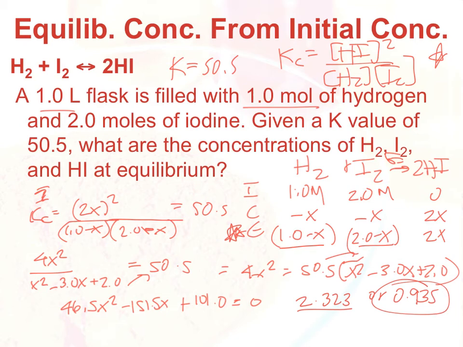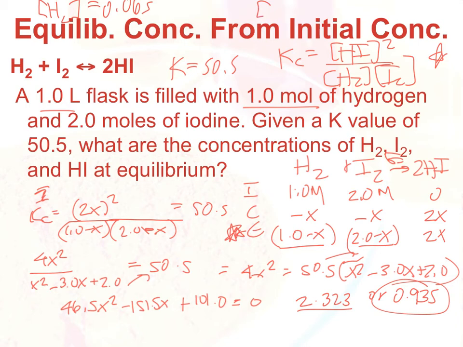So if I take that 0.935 and plug it back into my equilibrium concentration values, I'm going to get 1 minus 0.935. That's going to give me my concentration of H2, which in this case is going to be 0.065.